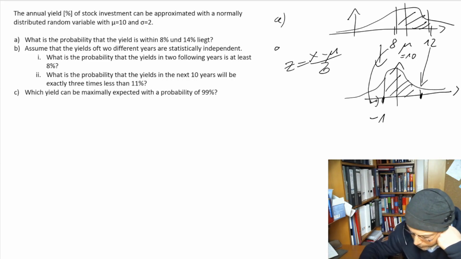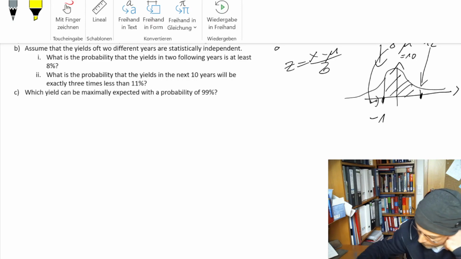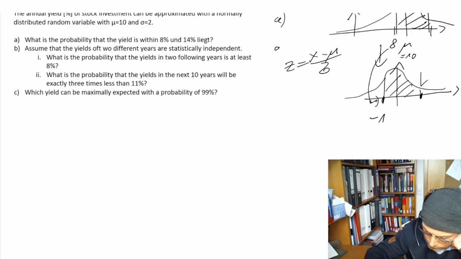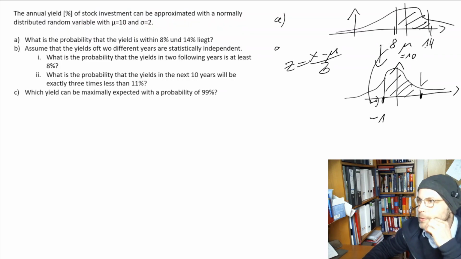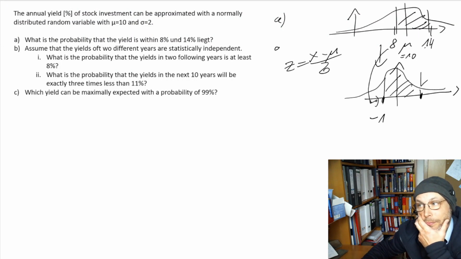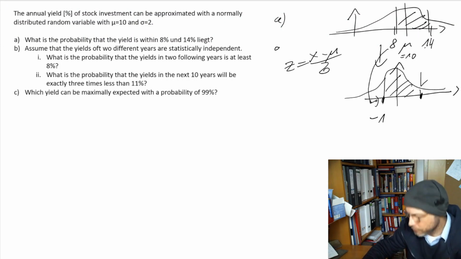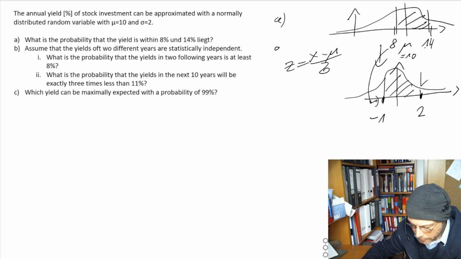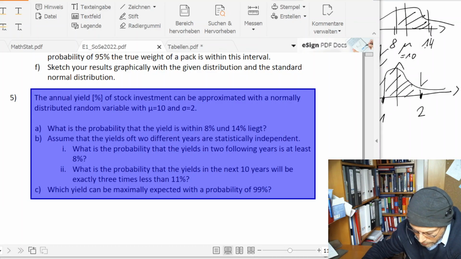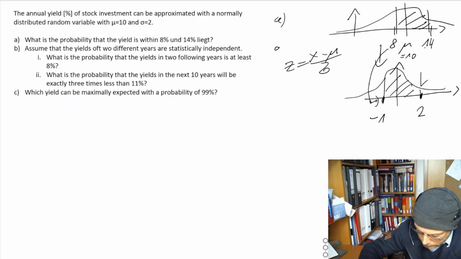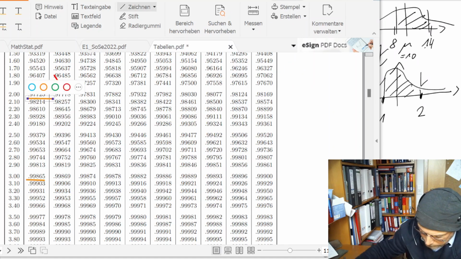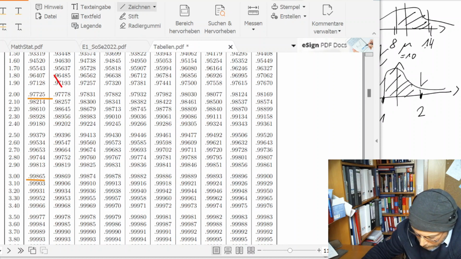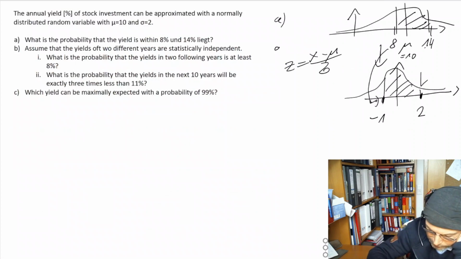Oh, not here. I made a mistake, sorry. This is not, because here I have a 14. Sorry. If we have our 14, 2, of course. So we just look up the 2. Yeah, z of 2 is here. 97.7%.